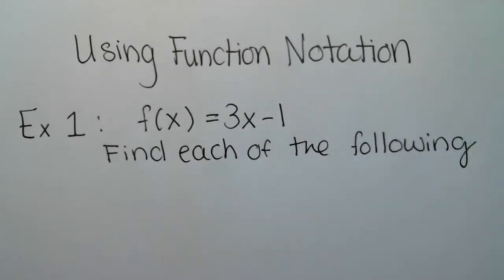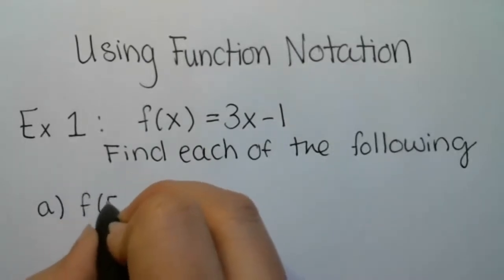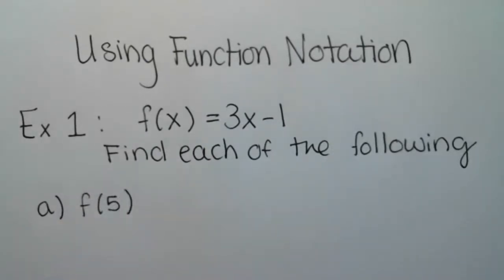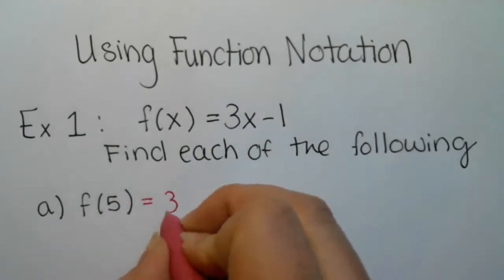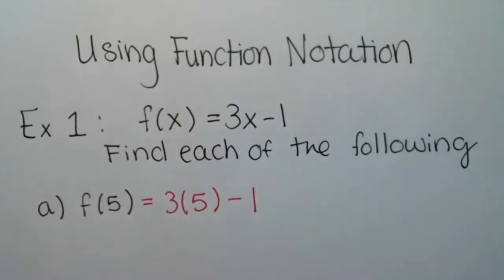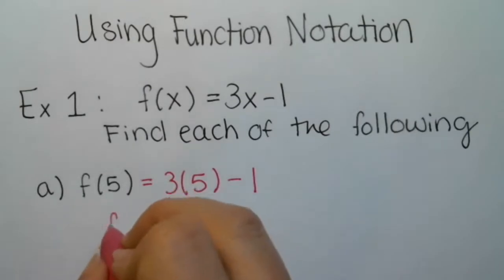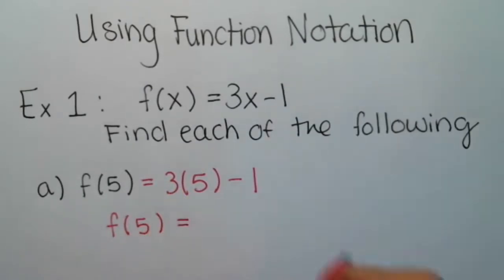Okay, so we're going to find each of the following values. Now part A is to find f of 5. Now this is the type of thing that we did talk about at the beginning of the semester, so we should be familiar with this. We know that we are inputting 5 into our equation here. So we're going to have 3 times 5 minus 1. Okay, and we know that the format of our answer should be f of 5 equals our numerical answer, 14.